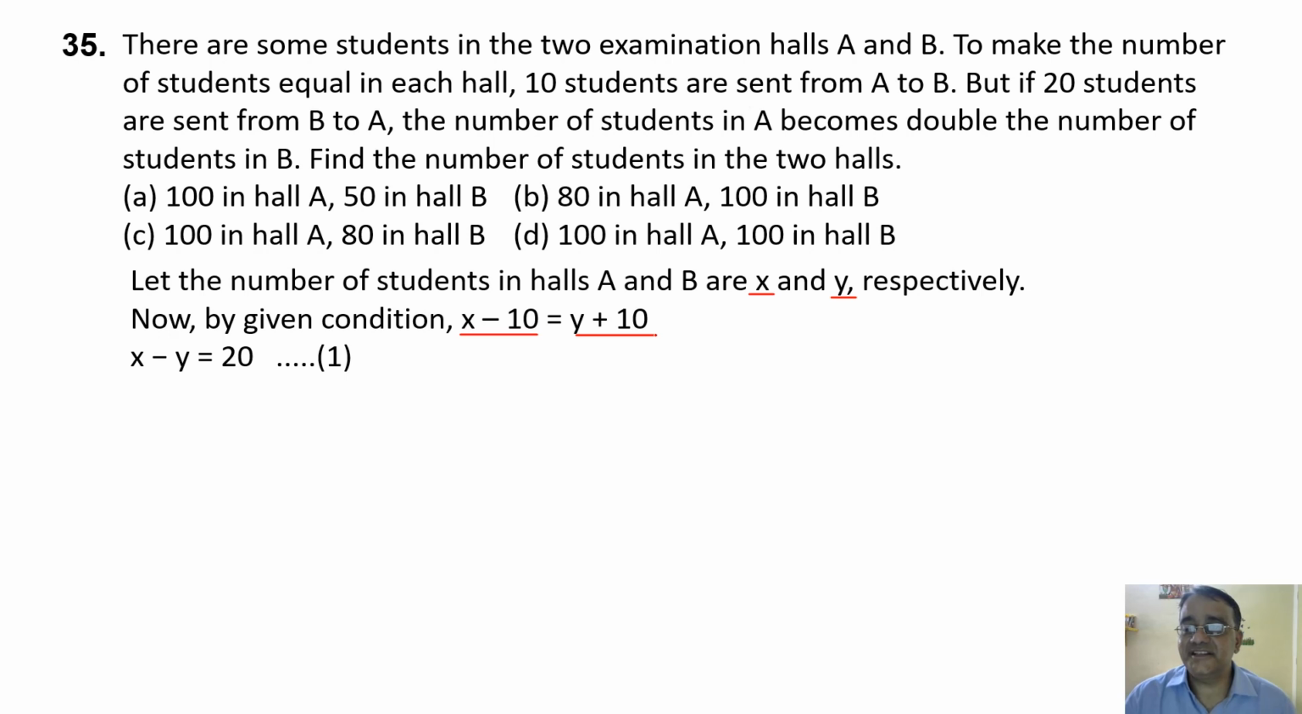Now the second condition is what is given, that if 20 students are sent from B to A, 20 students sent means y minus 20, and in x it becomes plus 20. So x plus 20 will be double of y minus 20. This is clear?